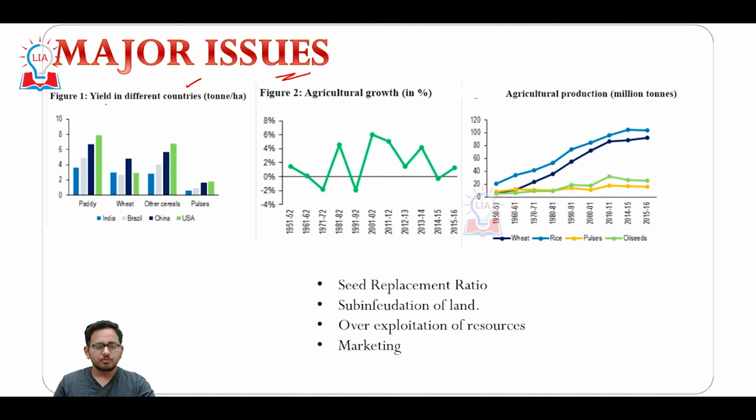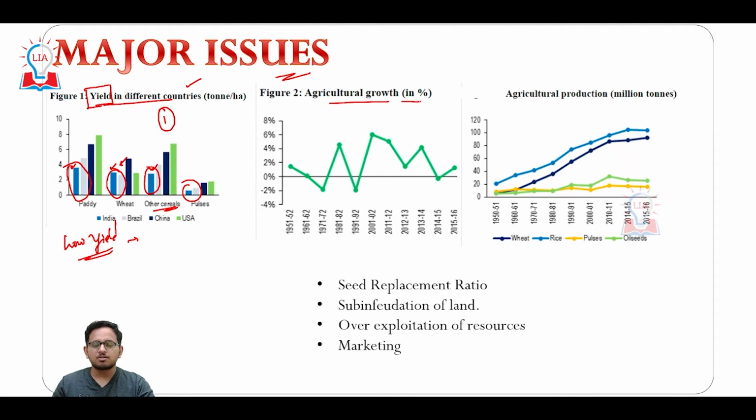First one, yield in different countries. As we all know, around 50% of India's population is dependent on agriculture, but the yield is very low. Look at paddy, it is the least, lower than China. For other cereals apart from paddy, the yield is very low. In the pulses, shown in blue, the yield is the least. In this chart, you will be able to appreciate how low the yield is in India compared to other countries. This is one of the biggest problems that we have.